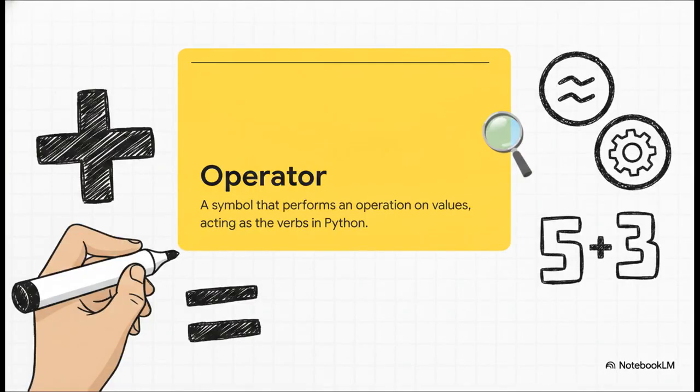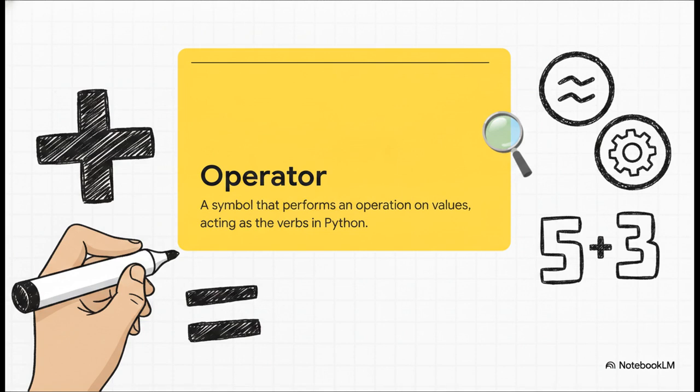To make sure we're all on the exact same page, think of variables as the nouns in our programming language. They hold the things. Operators, on the other hand, are the verbs. They're the action words that actually do the heavy lifting in almost every program, from simple calculators to massive AI applications. Basically, an operator is just a symbol that performs an operation on values.